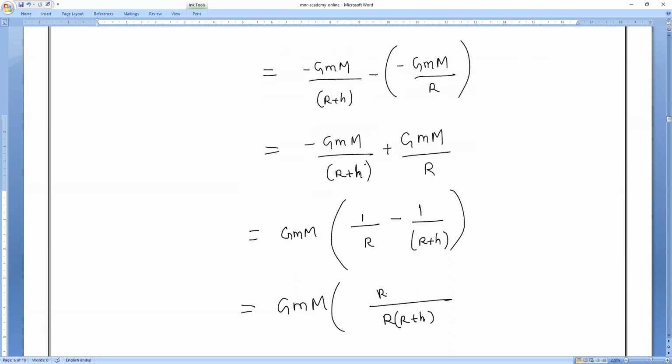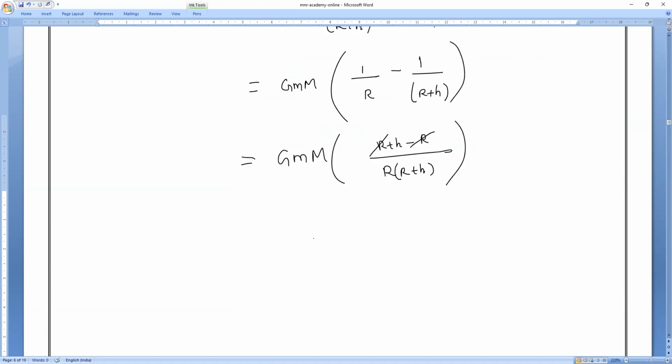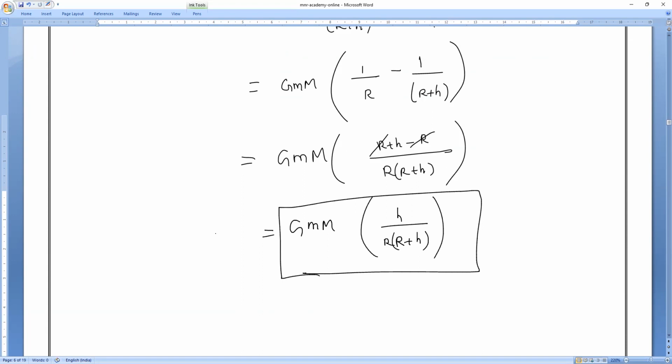So up top will come what? R plus H minus R. So R will get cancelled. So what is the formula? Anybody? Capital G into small m into capital M into H divided by R plus H. Sorry, R into R plus H. Do all of you understand? Yes, please.